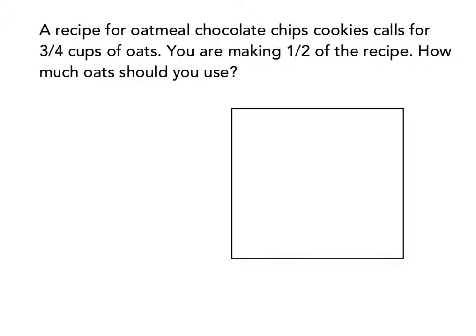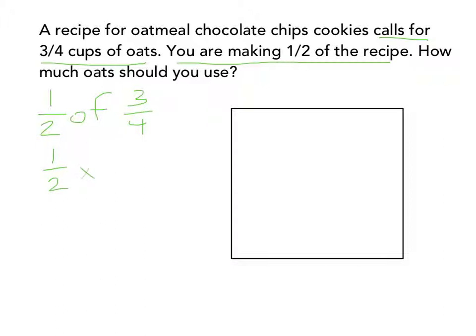Okay, so the recipe calls for 3/4 cups of oats, and you are making half of the recipe. That means that I'm finding half of 3/4. Or another way of thinking about that is 1/2 times 3/4, because I'm finding half a group of 3/4. And it wants to know how much oats I should use.